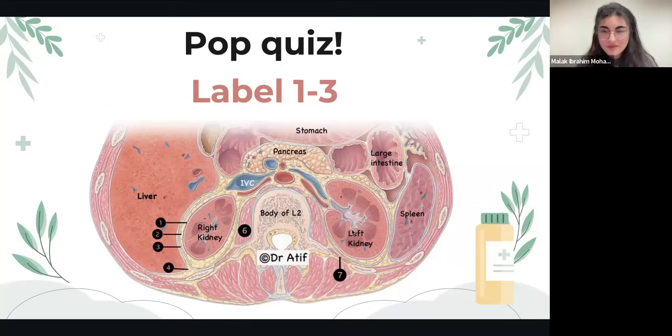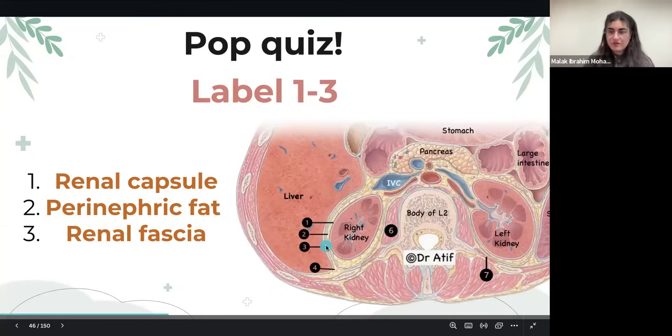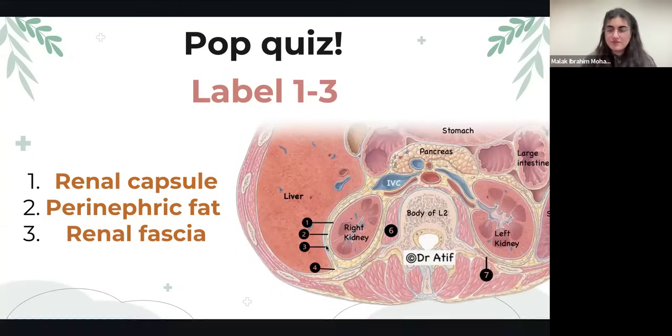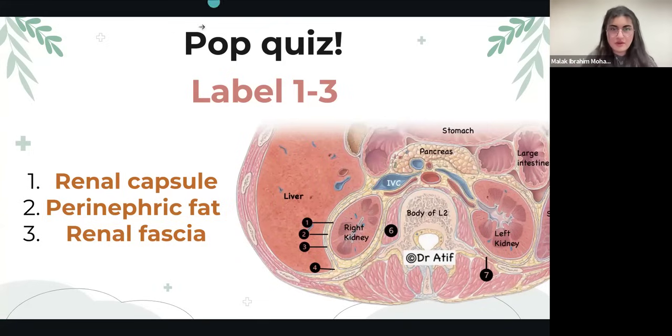Yes, good job. Okay. So one is your renal capsule, which is a capsule that covers the kidney and is directly attached to it, and it's what causes the characteristic shape of the kidneys. And then you have the perinephric fat, which directly covers the capsule, and this is responsible for the cushioning of your kidneys. And then you have the renal fascia, which is responsible for holding the kidneys in place, against the posterior abdominal wall. Yeah, 4 is the perinephric fat. Good job.